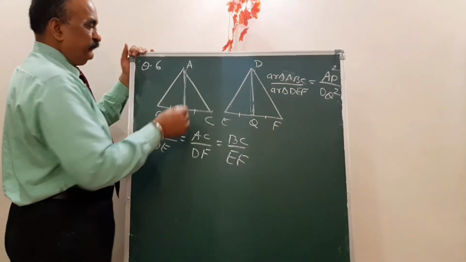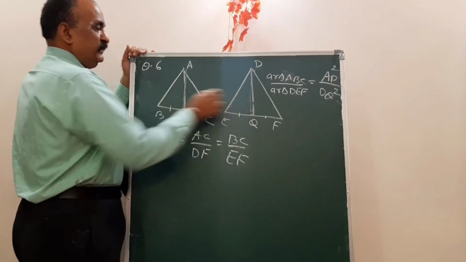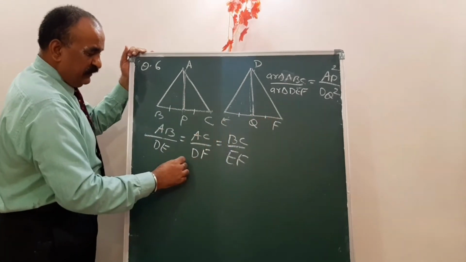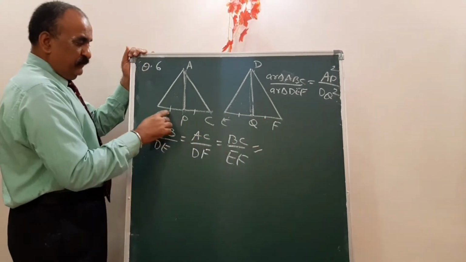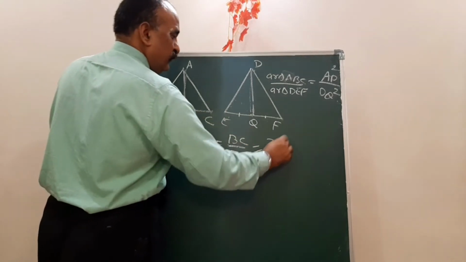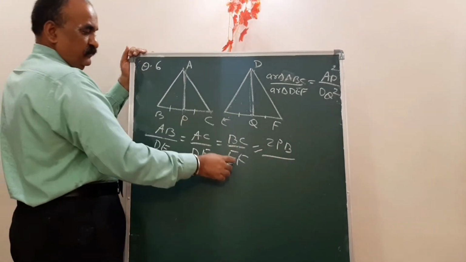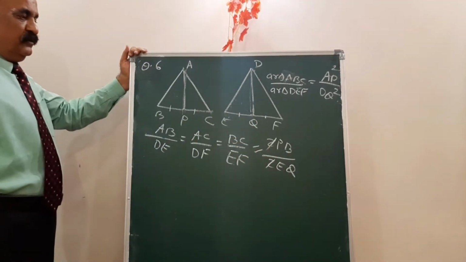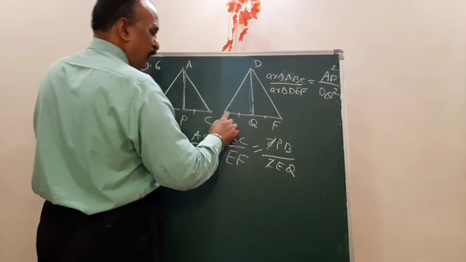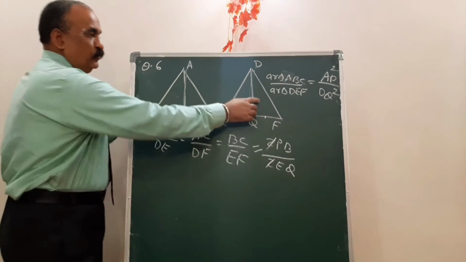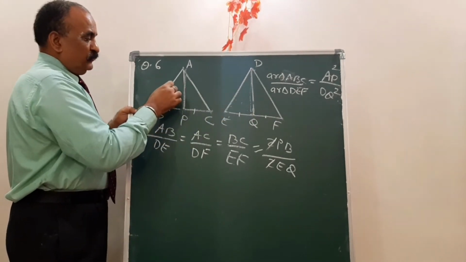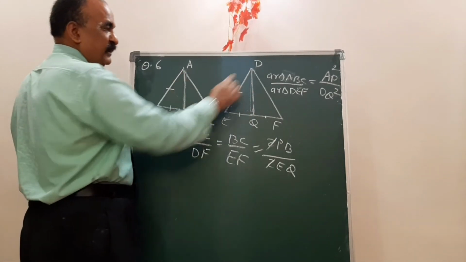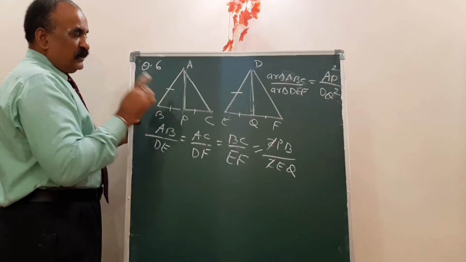Clear? Now you take these two triangles. Here you can write BC upon EF. You can write BC as twice BP, and EF as twice EQ. 2 cancel, is equal to PB upon EQ. Now take the two big triangles, which are similar. So AB upon DE is equal to AC upon DF. Now I am taking these two smaller triangles.